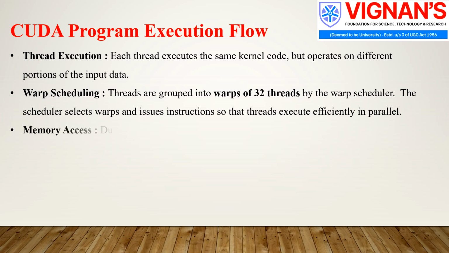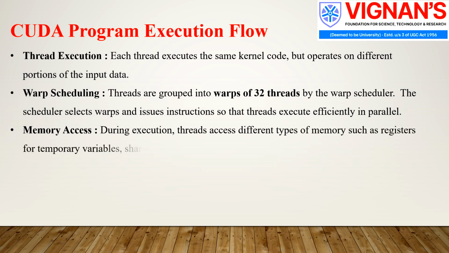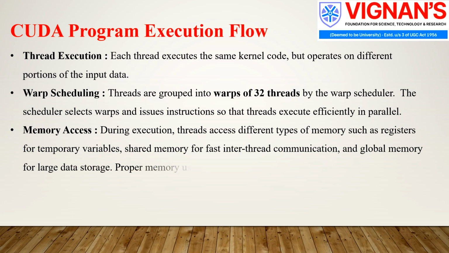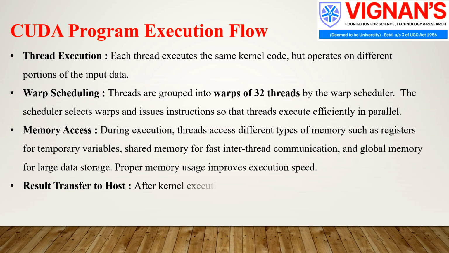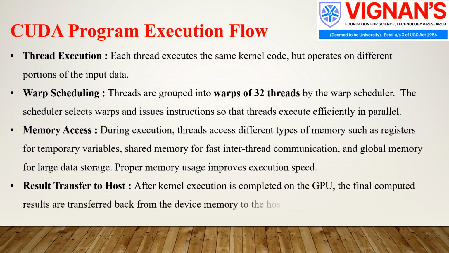During memory access, threads use different types of memory. Registers are used for temporary variables, shared memory enables fast communication between threads, and global memory is used for large data storage. Efficient memory usage significantly improves execution speed. Finally, in result transfer to host, after kernel execution completes on the GPU, the computed results are copied back from device memory to host memory. The CPU then continues program execution using these results.